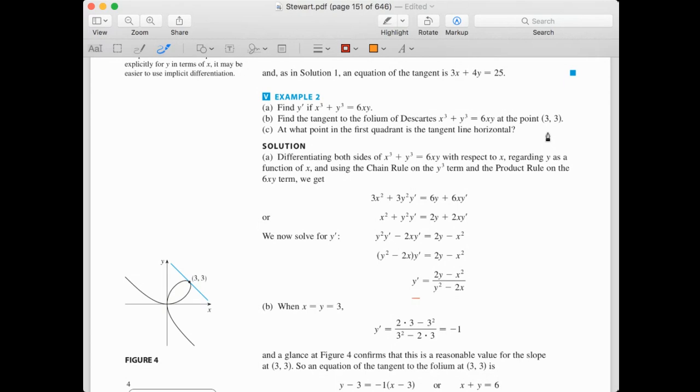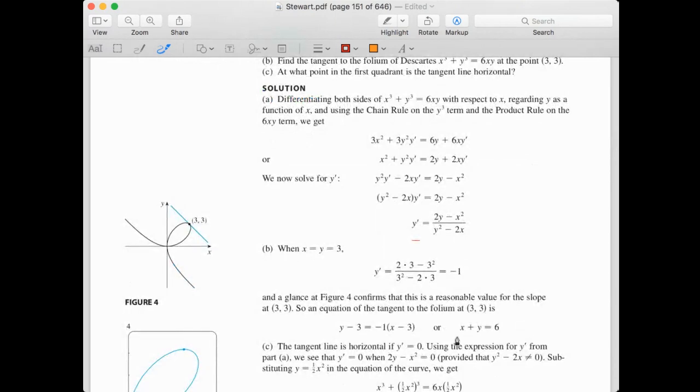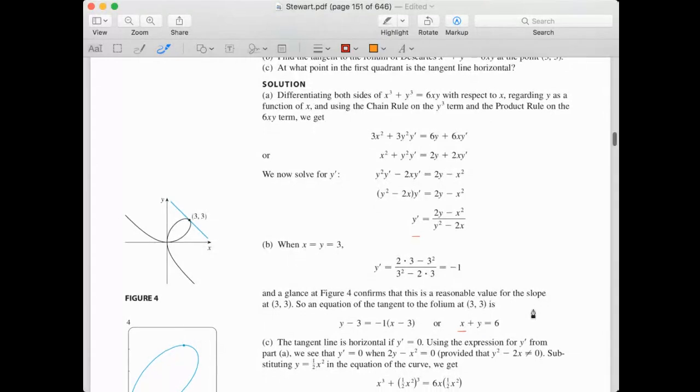And also, right here, that's the point (3, 3). We can find out the instantaneous rate of change at this point. And also we can write the representation for this tangent line. So substitute x and y with 3. So we'll get y prime equals negative 1. That's the slope of this tangent line. And use the point (3, 3), we can write the representation for the tangent line.